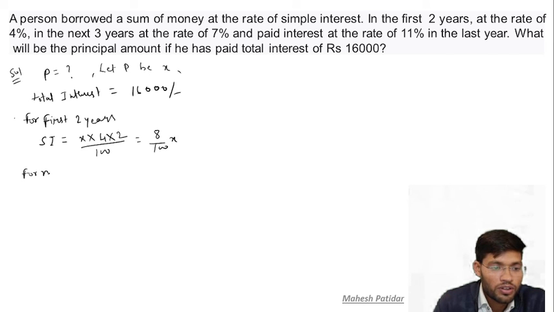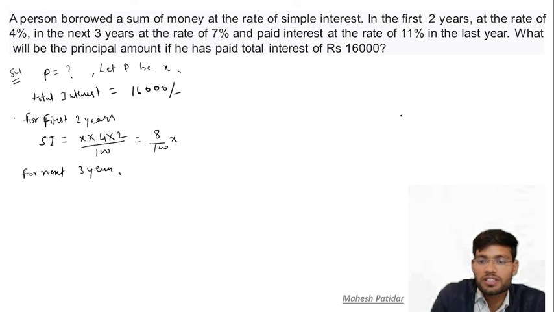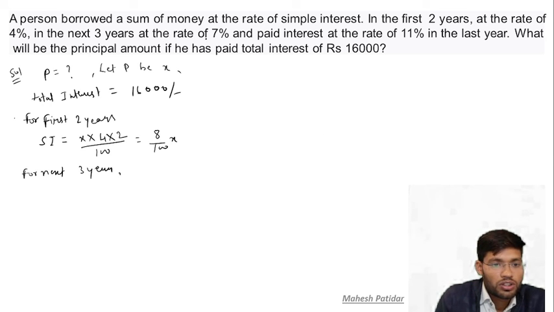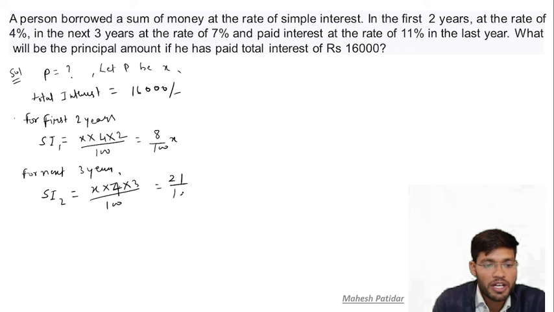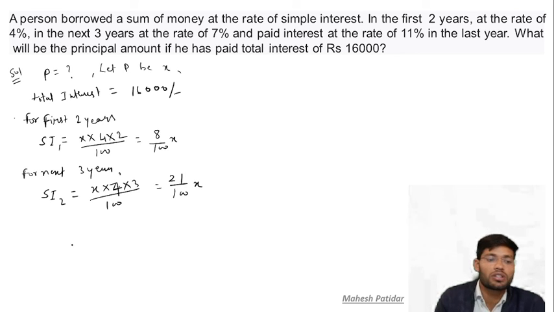For the next 3 years, at the rate 7%, that means SI first and SI second will be x into 7% into 3 years upon 100. So it will become 21 by 100 x for the next 3 years total.